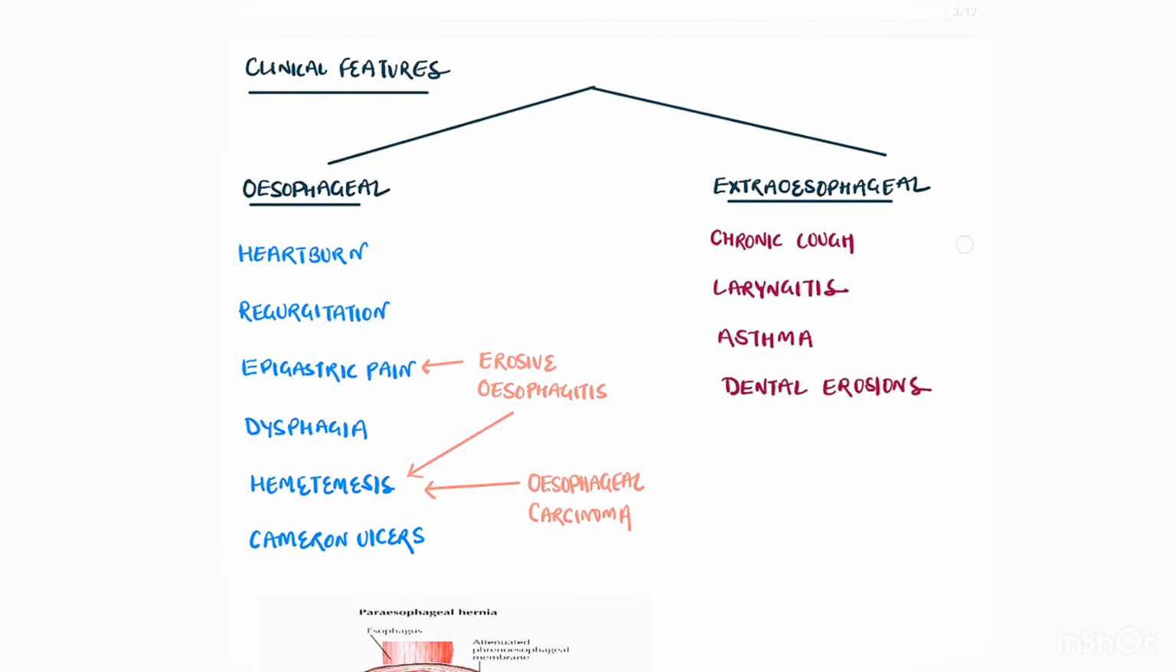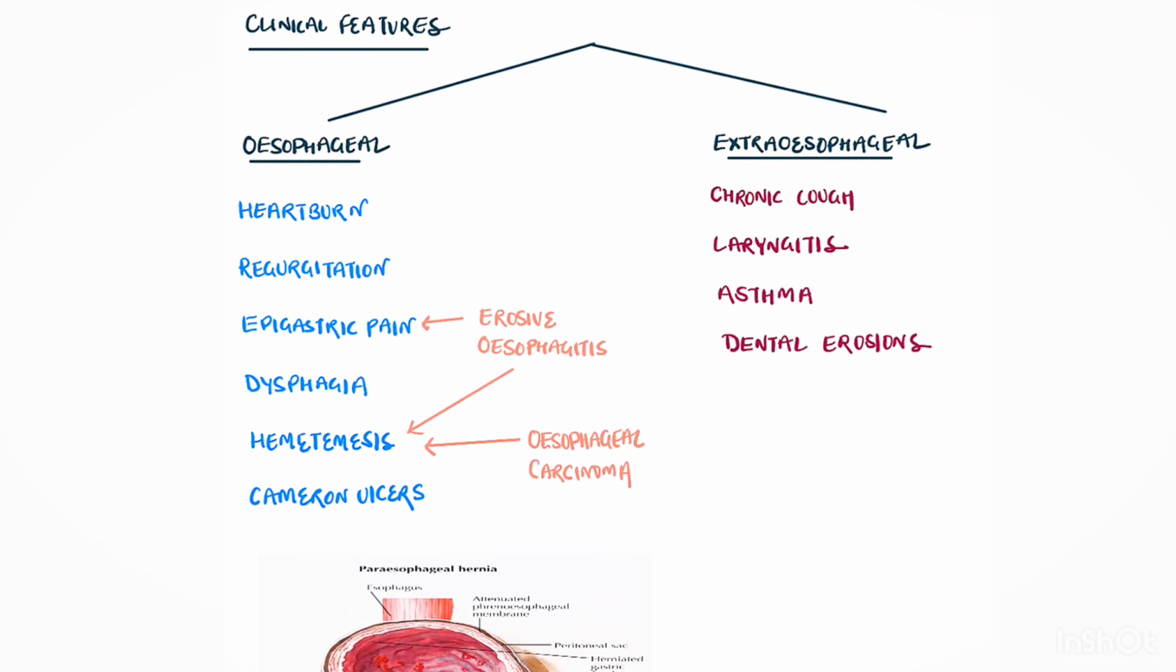Now what are the clinical features of GERD? It includes two subheadings: esophageal and extraesophageal. In esophageal, it causes heartburn, like burning pain, retrosternal. Behind the sternum there is a burning sensation. And in regurgitation, what happens? The gastric contents come to the oral cavity. So this is the definition of regurgitation.